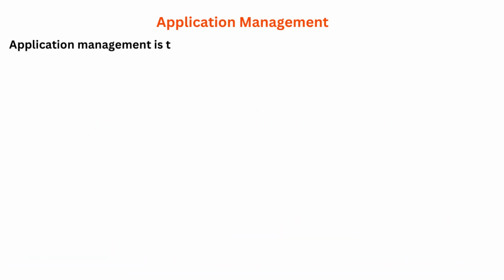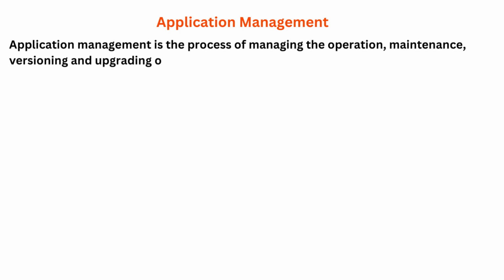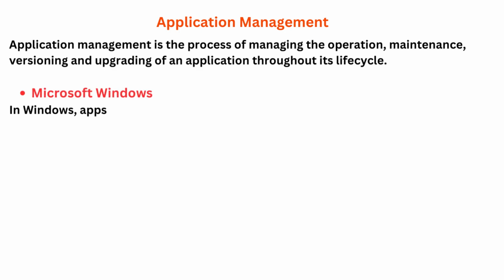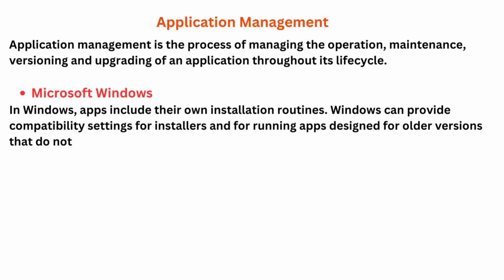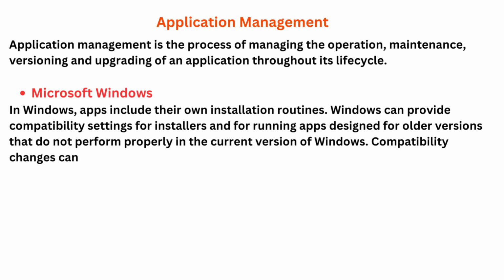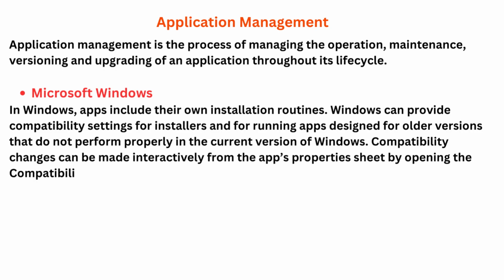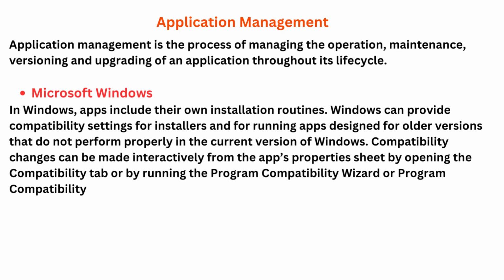Application management. Application management is the process of managing the operation, maintenance, versioning and upgrading of an application throughout its life cycle. Microsoft Windows. In Windows, apps include their own installation routines. Windows can provide compatibility settings for installers and for running apps designed for older versions that do not perform properly in the current version of Windows. Compatibility changes can be made interactively from the app's Properties sheet by opening the Compatibility tab or by running the Program Compatibility Wizard or Program Compatibility Troubleshooter.